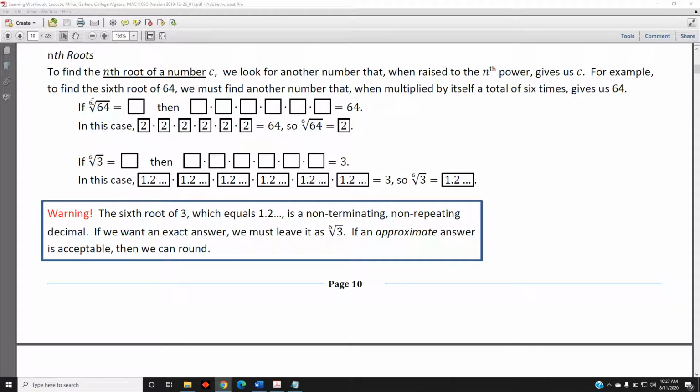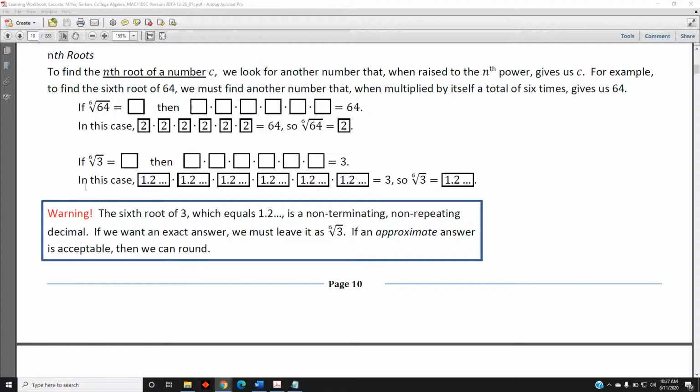If the sixth root of 64 equals box, then box times box times box times box times box times box equals 64. And we must put the same number in each box. In this case, 2 times 2 times 2 times 2 times 2 times 2 equals 64. Or said another way, 2 to the sixth power equals 64. Reversing this, this gives us the statement, the sixth root of 64 equals 2.